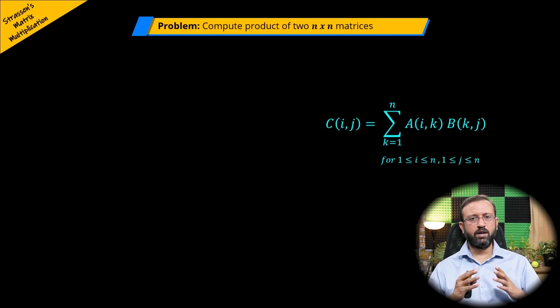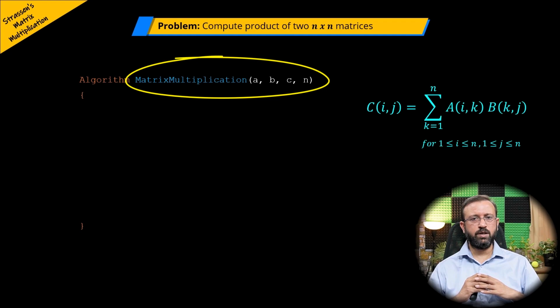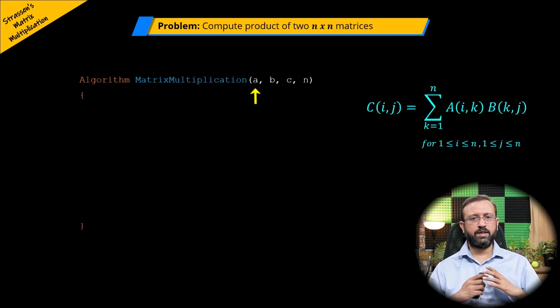Now let us look at an algorithm. We will call this algorithm matrix multiplication, which uses four parameters. The first parameter is matrix A. The second parameter is matrix B. The third parameter is matrix C, which is the result of the product of matrix A and matrix B. And the fourth parameter is n, that is the size of the matrices, or the number of rows or columns of the matrices.